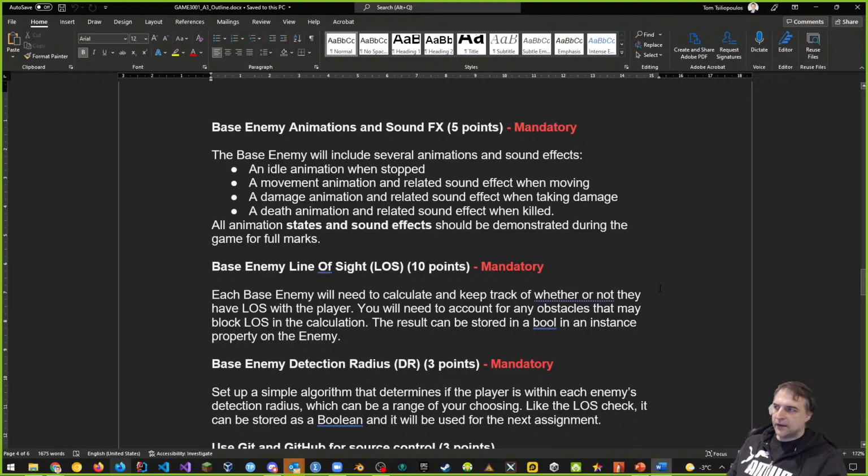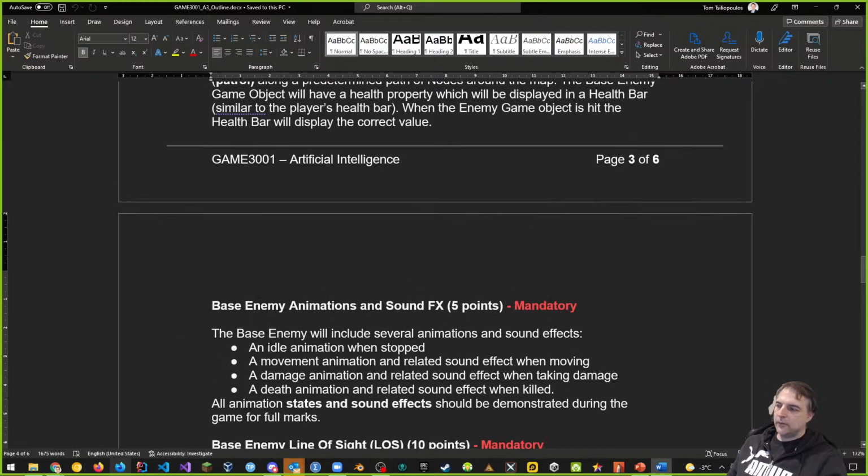The stuff that you need to cover are the mandatory components that we haven't covered: the animation, the movement, the damage, the death, all these different kinds of animations for the enemy base class that we do not cover and are not applicable to our little spaceship combat that we've made. We're not covering that for you. You need to do it yourself.